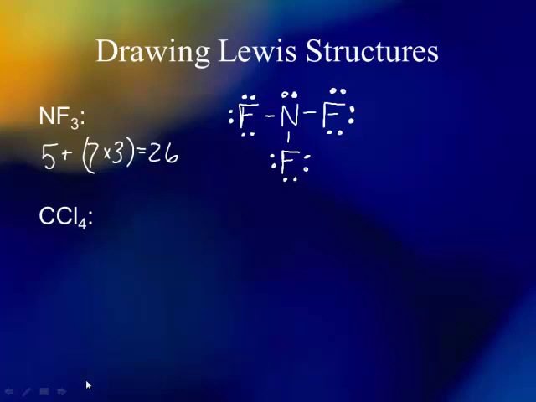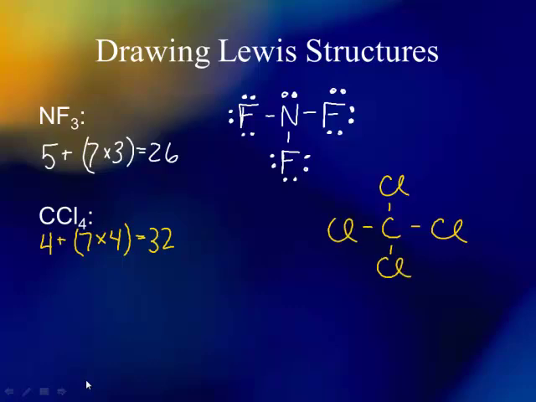Look at CCl4. Sum the valence electrons, 4 from carbon, 7 from each chlorine times 4 chlorines, equals 32 valence electrons. Put carbon in the middle. Chlorines around it, attached by single bonds. Then fill the octets of the outer atoms.